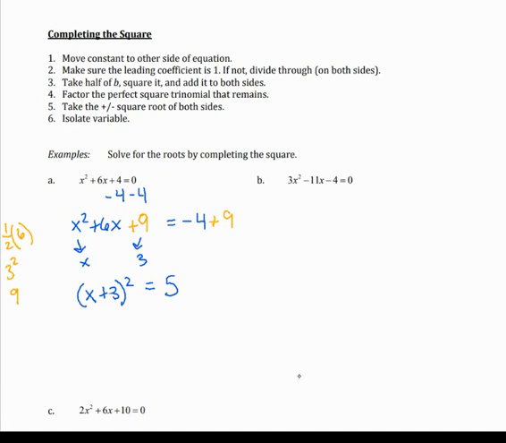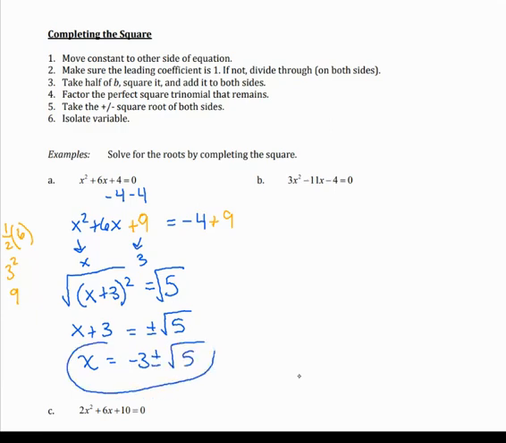Now that I have this perfect square trinomial that I have factored, I can continue solving by using the square root property. So I'll take the square root, and I get x plus 3, that whole quantity, equals plus or minus root 5. Lastly, I will subtract 3, and I have two solutions here. x equals negative 3 plus root 5, and x equals negative 3 minus root 5.